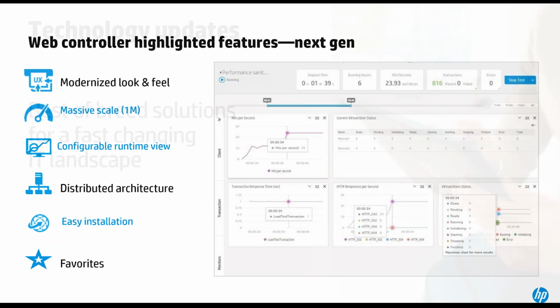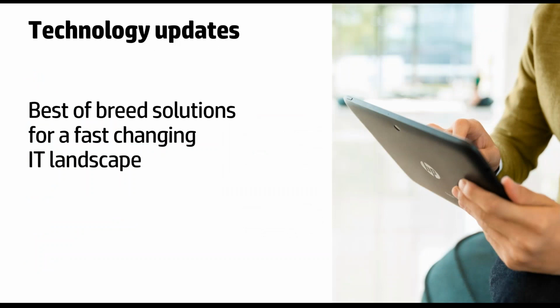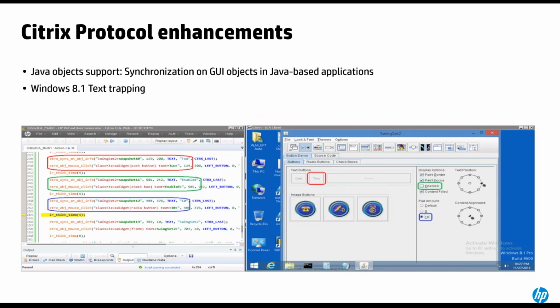And some of the miscellaneous updates in this release, we're enhancing the Citrix protocol for object recognition on different platforms. One is the Java object support, and two is Windows 8.1 text trapping, as Microsoft has evolved how they display text in the UI. It becomes necessary for us to implement changes to support that.